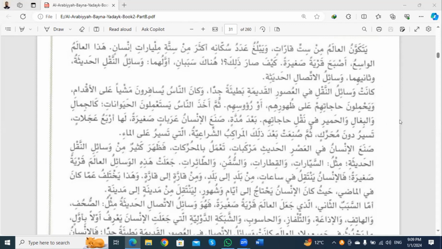Mules and donkeys, to transport their needs. Needs. Naql means transport. After a while. After a long time.